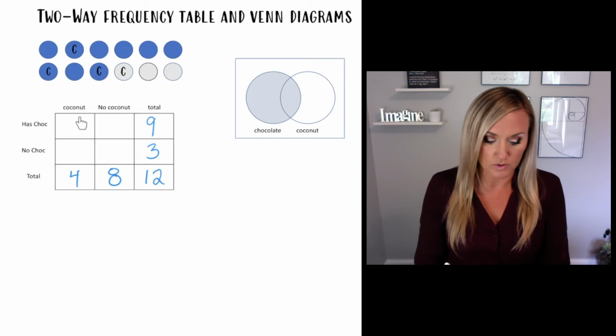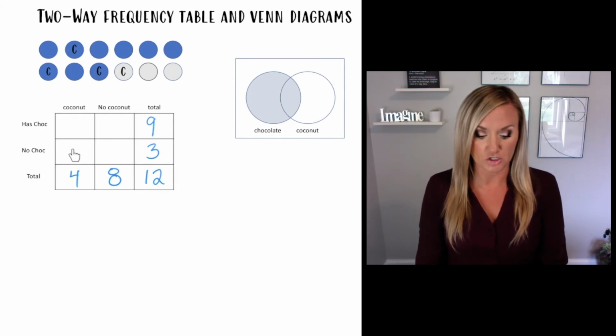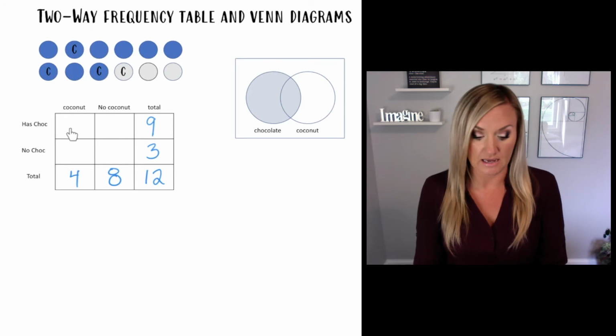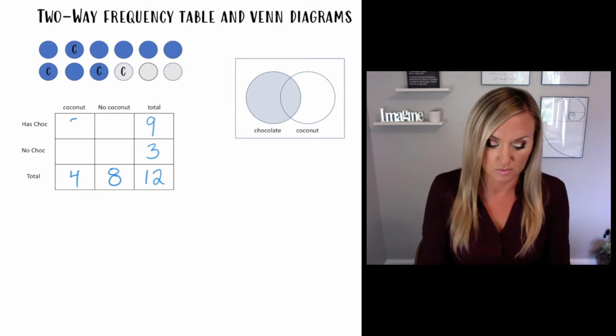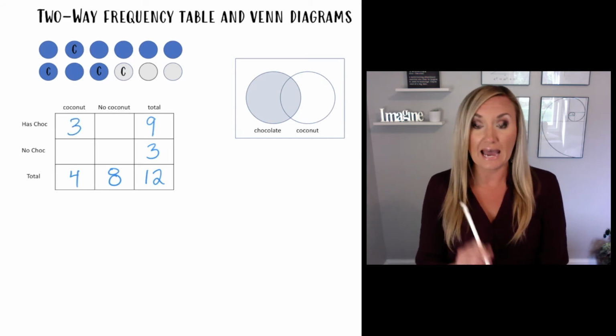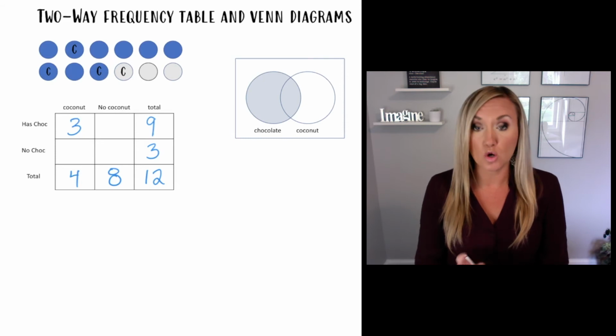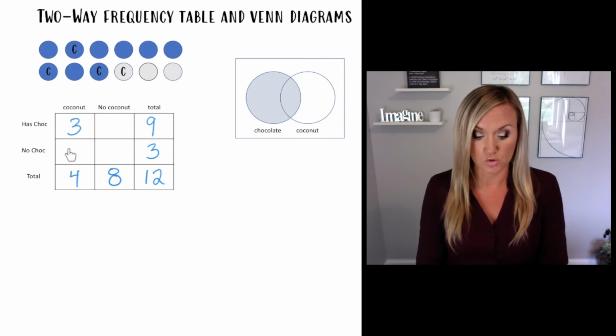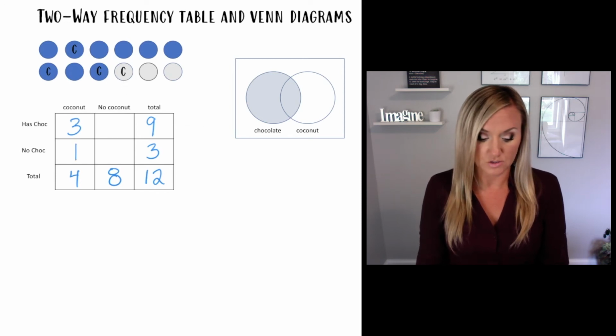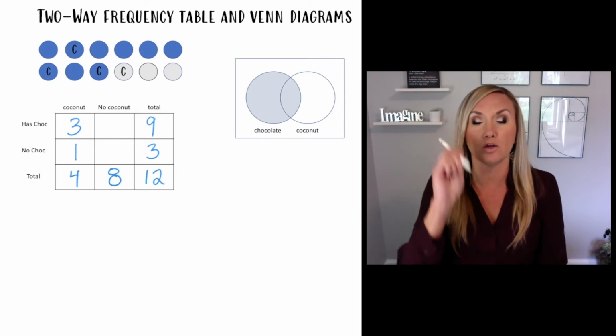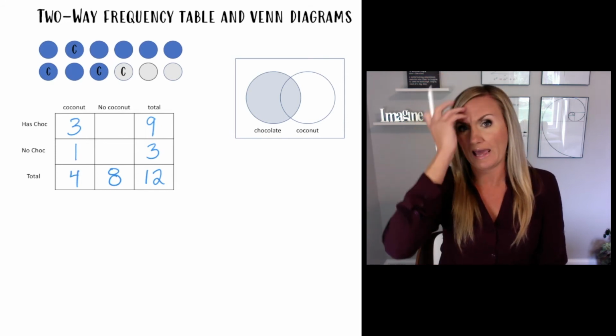So I'm going to look at this information here. How many has chocolate and has coconut? So looks like these 3 are both chocolate and coconut. So I'm going to put a 3 here. And then how many of them has no chocolate but has a coconut? So that is only this guy right here, 1. And always when you're doing this, make sure that your columns and rows add up.